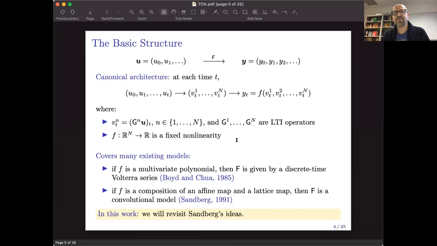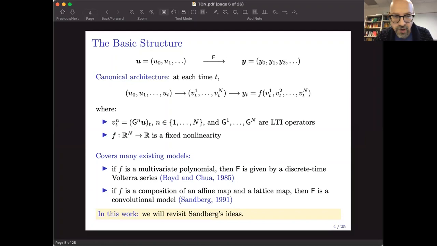But a classic paper by Irwin Sandberg from 1985, instead of polynomials for F, considers maps that were a composition of an affine map and the lattice map. And it is interesting that if we view Sandberg's work from the modern perspective, this is a feedforward ReLU neural net, right? Because the interleaving of affine maps with ReLU units is exactly how you can implement a lattice map. So that'll be our class of models.